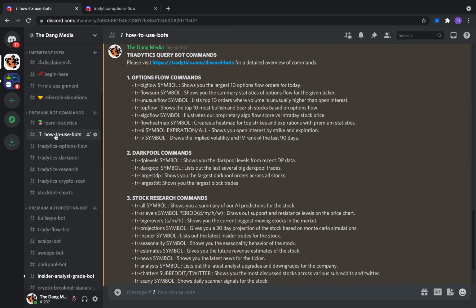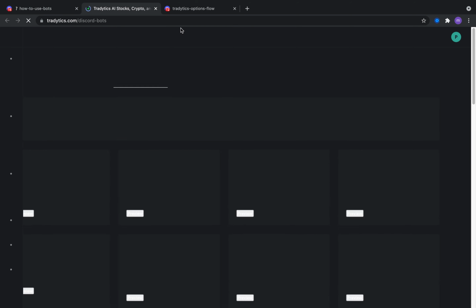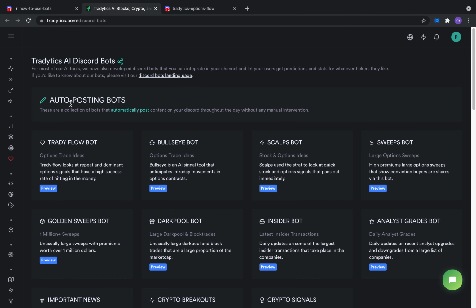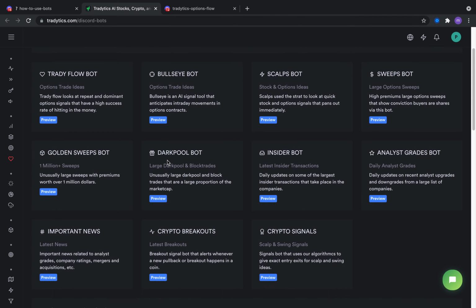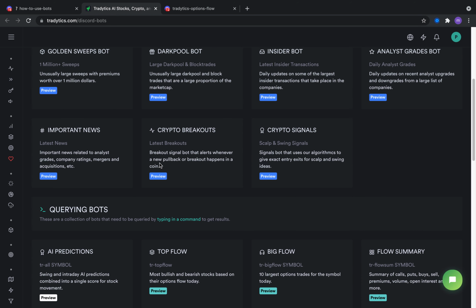To start off with, you can go to this text channel, how to use bots, and then click this link. It'll bring you to the Tradytic's website where you can see all of the auto posting bots and all of the query bots that's in our Discord.